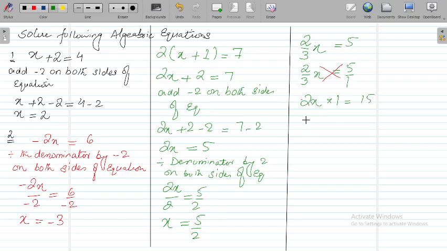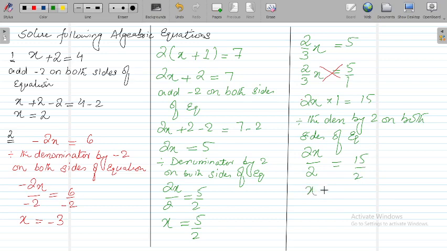Again, if we divide by 2 on both sides of the equation, we can say 2x upon 2 is equal to 15 upon 2. So 2 and 2 cancel, and we get x equals 15 upon 2. So this is the solution for this algebraic equation.